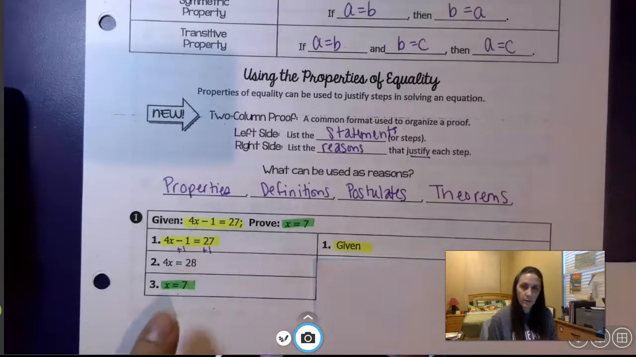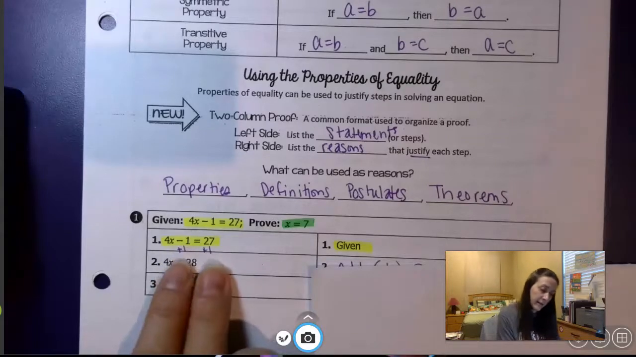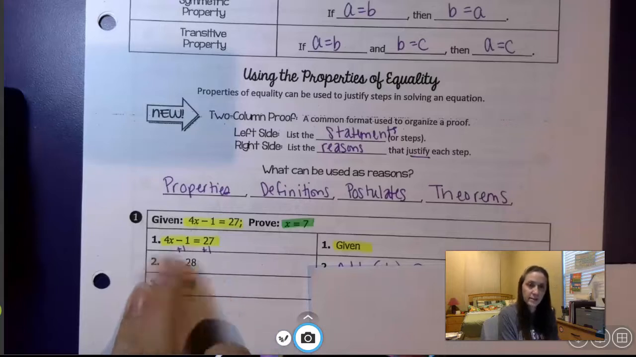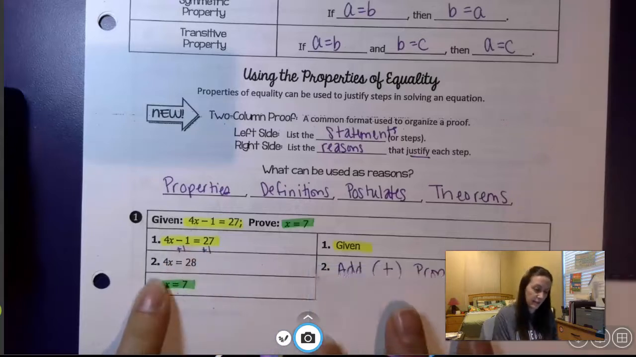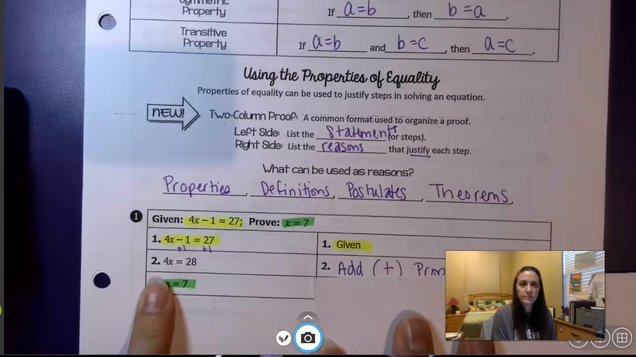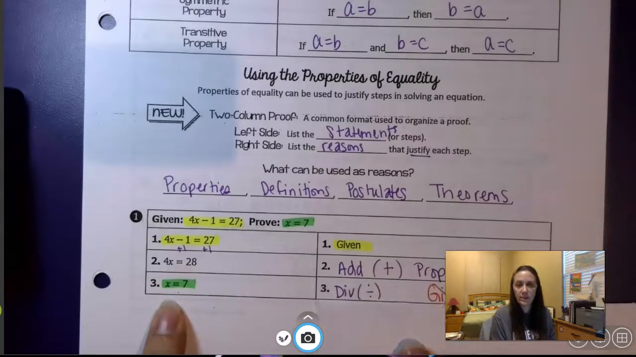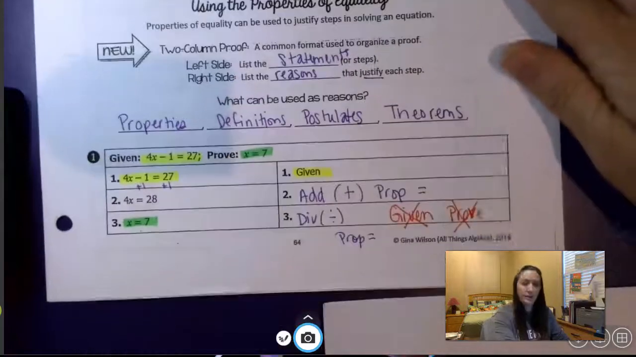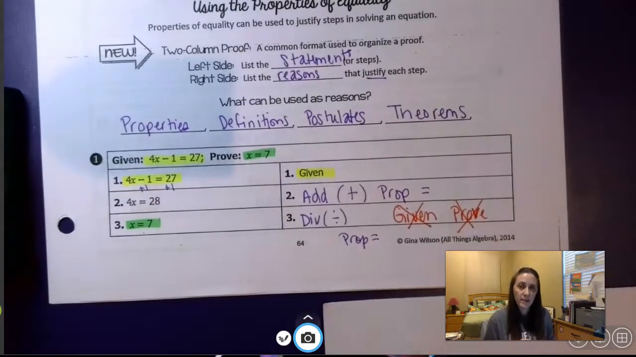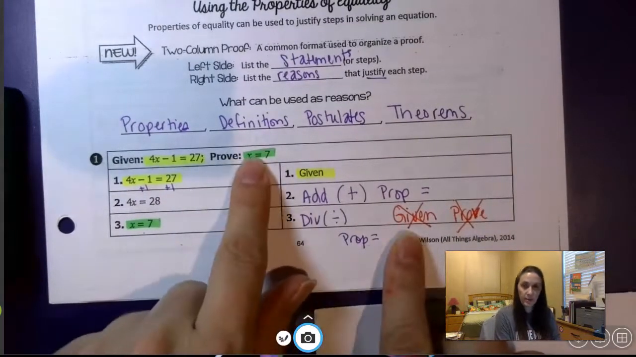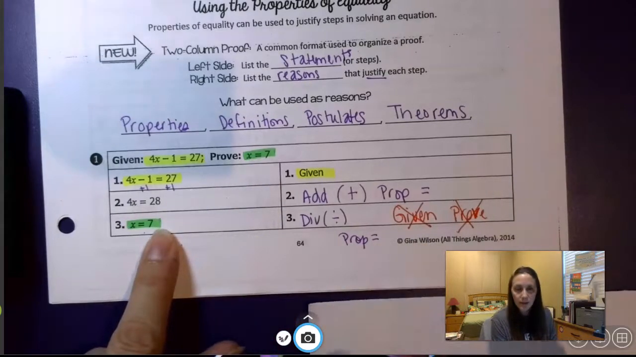Now, x equals 7 is what we want to prove. That goes in our last statement. However, the reason for that is never going to be given, and I'll get to that in a minute. Anyway, here I'm adding to both sides to get to the next step, so I say that's my addition property. And then when I have 4x equals 28, I have to divide on both sides to get to x equals 7, so that's my division property. One of the most common mistakes made is that people want to say that that's given because it was given up there, but it's never going to be given.